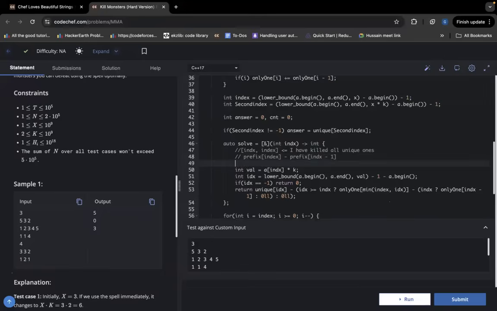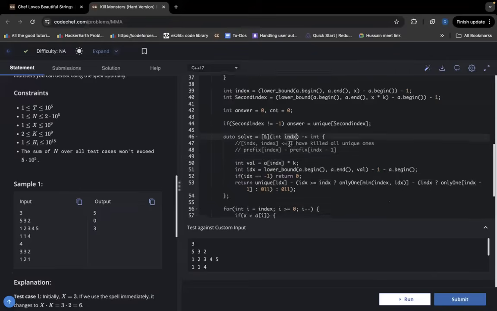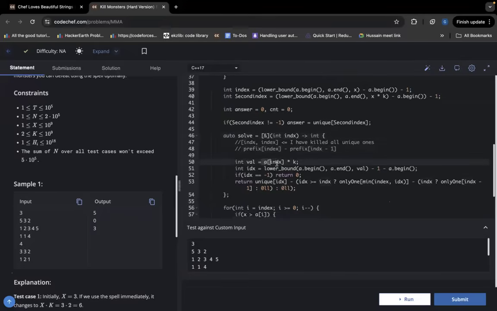Okay. And apart from this, if I start at idx, this is my value. Do you agree? After killing the monster, my health would become a of index, because that is my final health, into k. Yes or no, guys? Okay. So if this is my particular health, how can I find my index where I would start? This is nothing but lower bound of that val minus a dot begin minus 1. Yes or no? Yes.